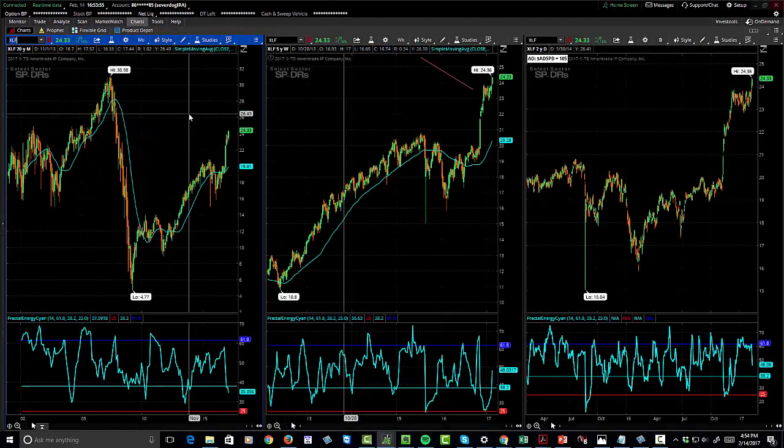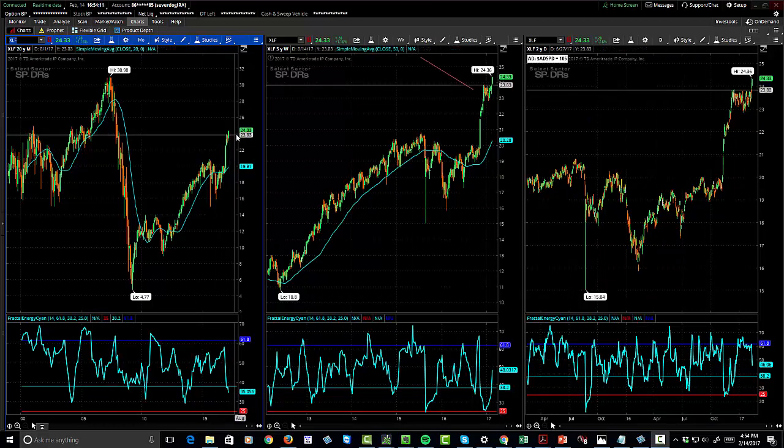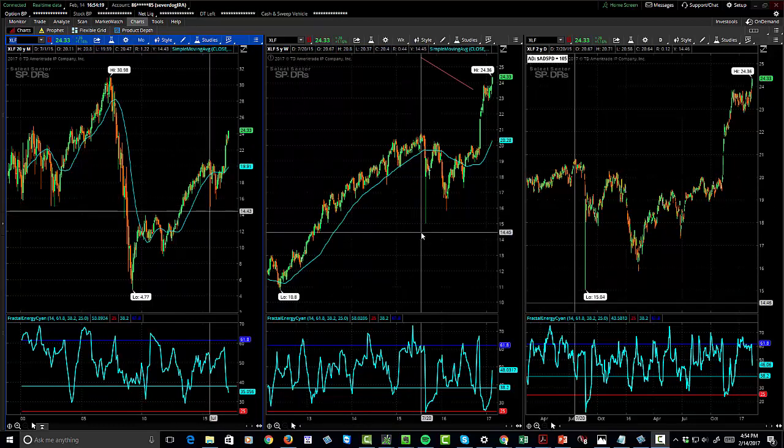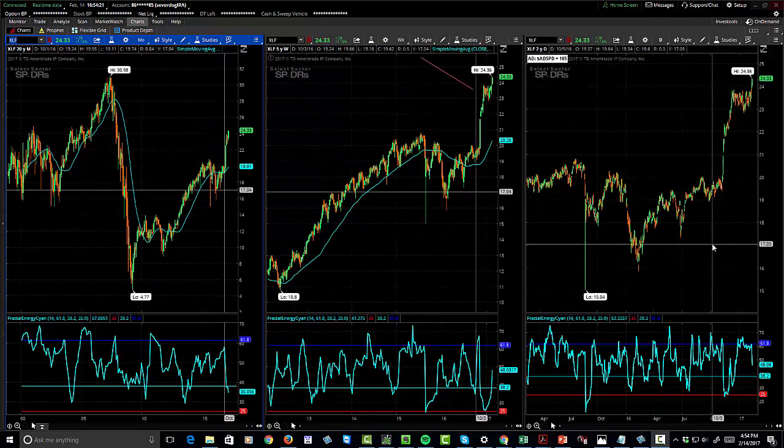So here's that XLF chart. This is the Sector Spider Financial ETF, and this one is still relatively cheap at about $24 a share, still attracting a lot of retail participation. Frankly, it's one of the few stocks that people can still afford in today's market. And it's doing exactly what it's supposed to be doing.